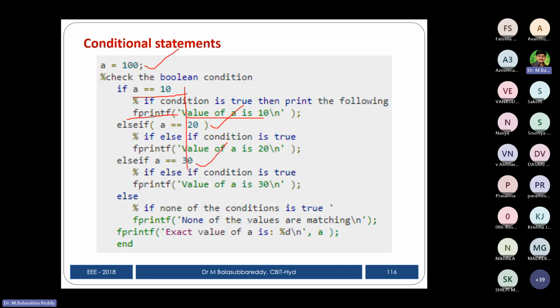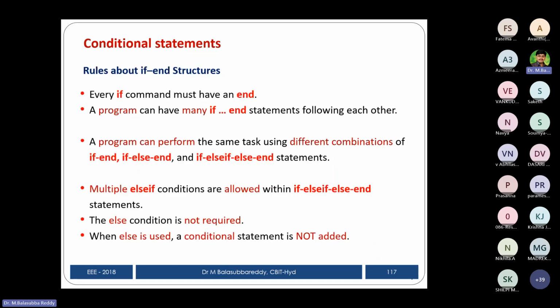If all of these fail, then it means, as you can see in the else, that if none of the conditions is true, then this will display our result. Whatever execution part you want to write will be displayed based on the if condition.